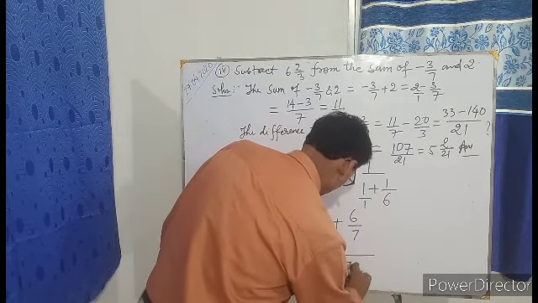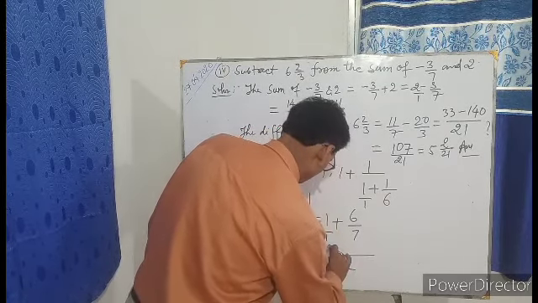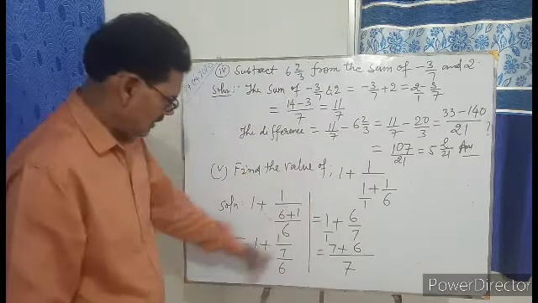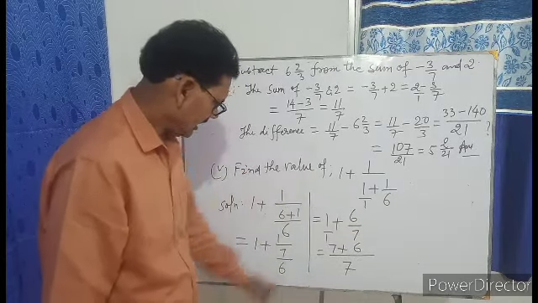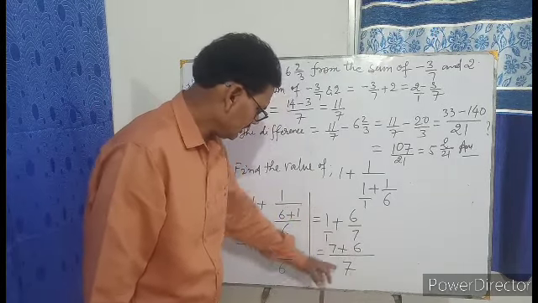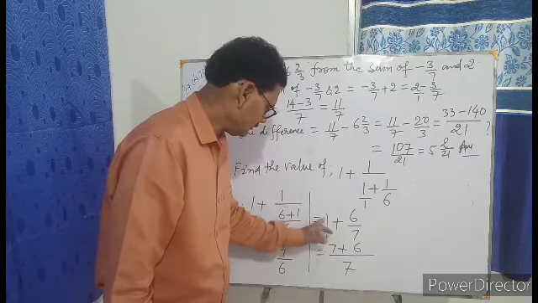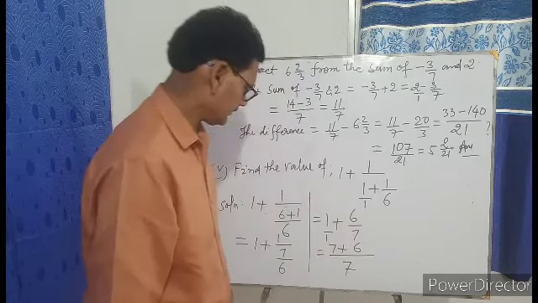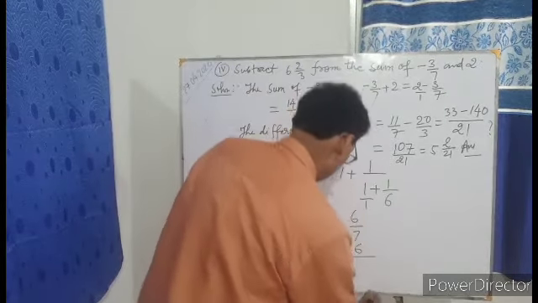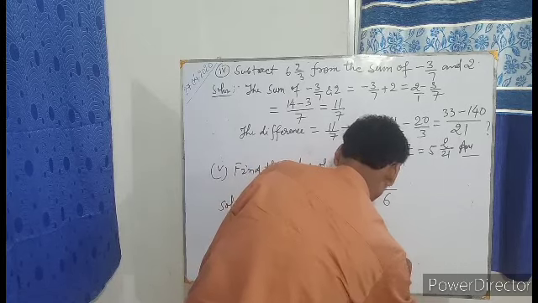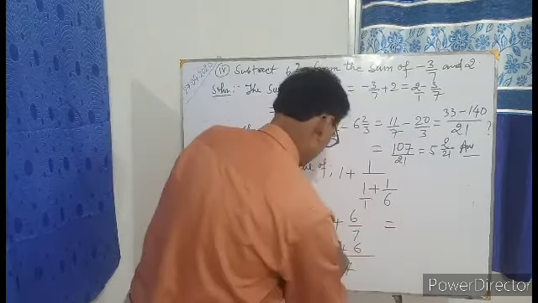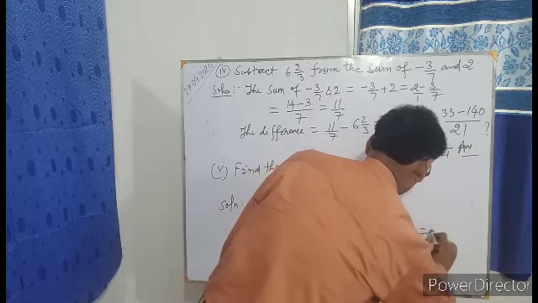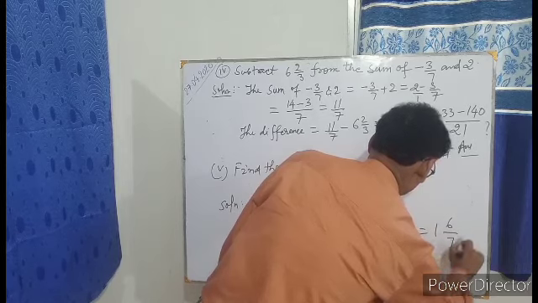Again taking the LCM of 1 and 7, which is 7: 7 divided by 1 is 7, into 1 is 7, plus 6. So we are going to have 13 by 7, and it is equal to 1 whole 6 by 7. That is the answer.